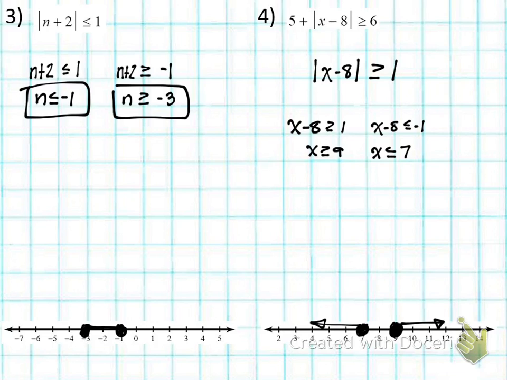Or another one you could do is, let's pick a decimal. 7.5. What's 7.5 minus 8? Negative 0.5. Absolute value of that is 0.5. 5 plus 0.5 is 5.5. Is 5.5 greater than or equal to 6? No. Y'all got that? So these are the only excluded values: the numbers between 7 and 9, but not including 7 and 9. All right, good. Next one.